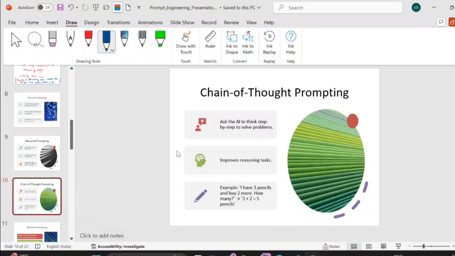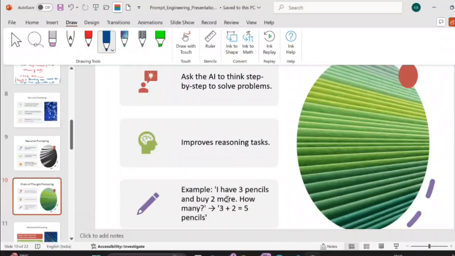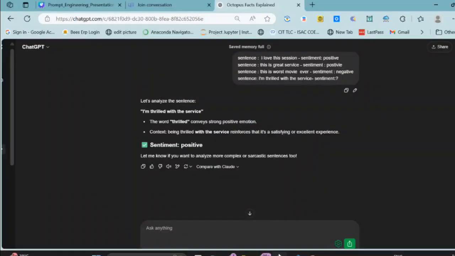So, a general structure. I would like to give one general structure. Let's see an example. I have three pencils and buy two more. How many pencils do I have? So we'll explore one more example. A real time example question. I am providing a question.